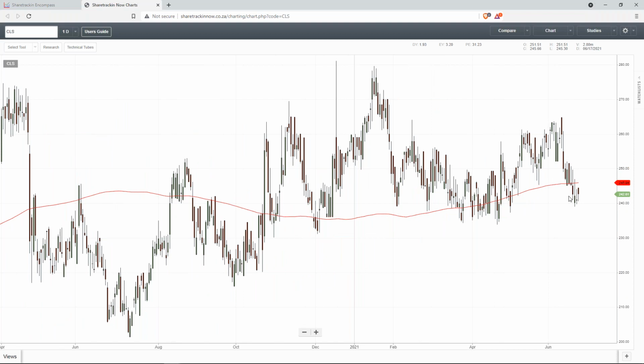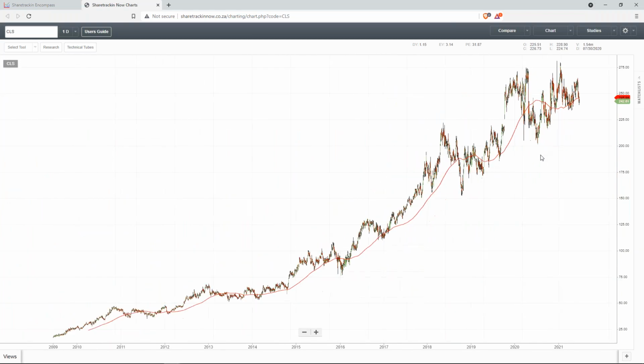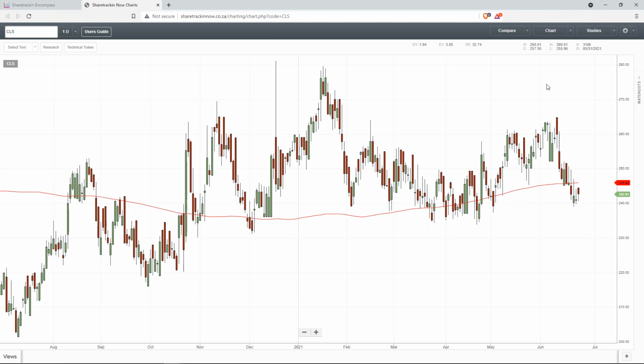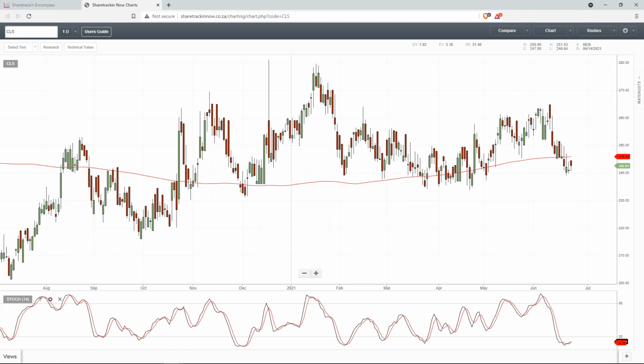Once we've seen where the share is, below the 200 or above the 200, then we can add our other indicators. The first indicator we're going to add is the stochastic, because we want to know why the stochastic is telling us to buy. We can see why long tells us to buy, because it's in a constant bullish trend, a constant upward direction. So we're going to go to studies, add our stochastic, and then just say create, and it's going to create the stochastic for you.